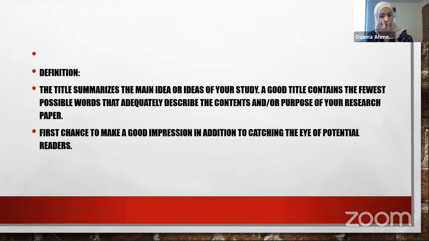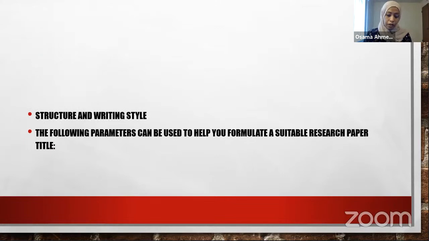So by a good title, we need to understand that it has certain characteristics. Use as few words as possible that accurately describe your content and the purpose of your research paper. And of course, it's the first chance to make a good impression, in addition to catching the eye of the potential reader. We will be looking into the structure and the writing style. The following parameters can be used to help you formulate a suitable research paper title.